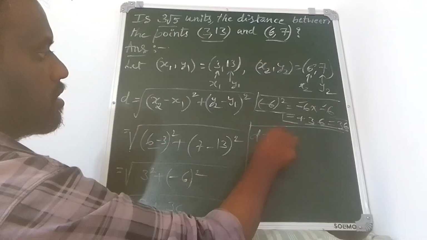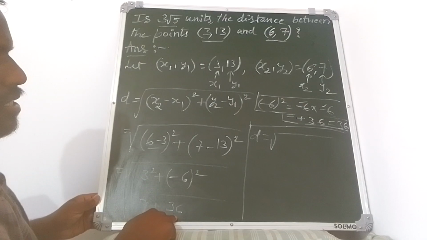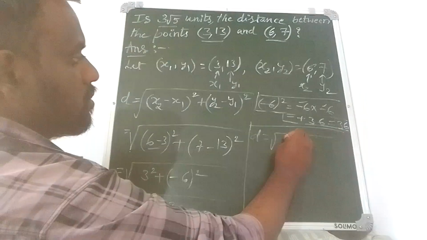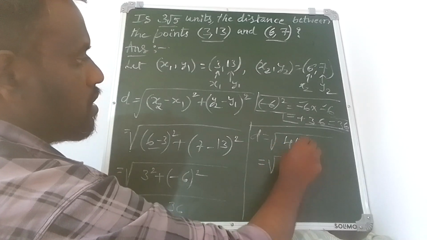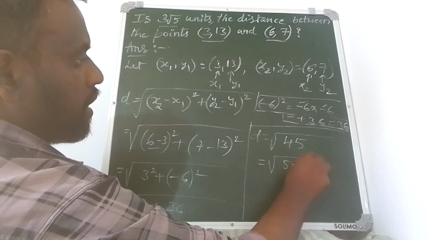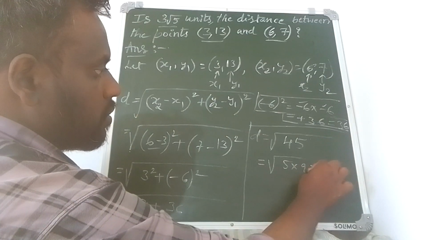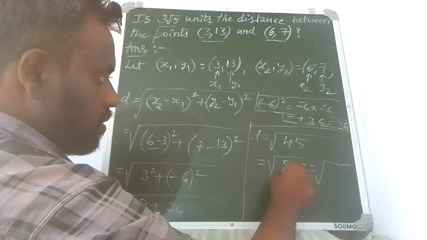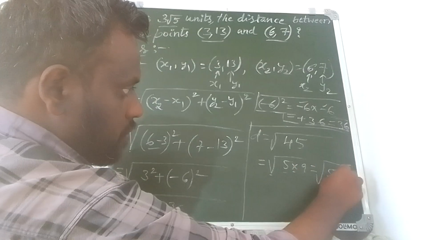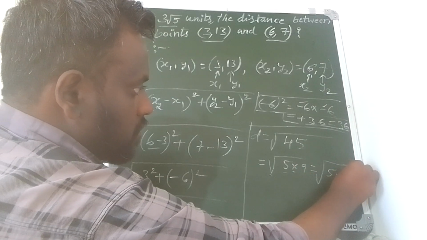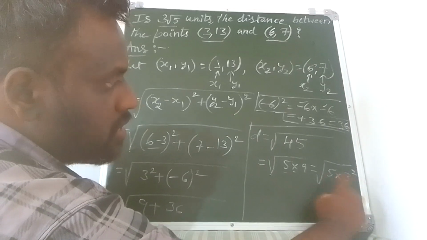Next I will write here d is equal to square root, I will write as it is. 9 plus 36, how much? 45. That is equal to, write the square root as it is. See, 45 can be written as 5 into 9. 5 9s are 45. Now that is equal to square root, write as it is. This 5 write as it is. So 9 can be written as 3 square, because 3 square is equal to 9. 3 square means 3 into 3. 3 3s are 9.